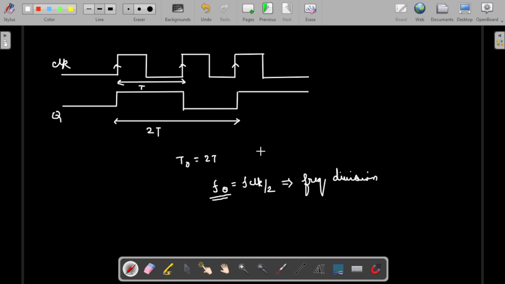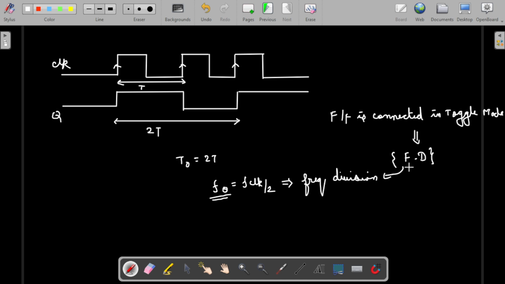So based on the number of bits toggling, we can state this. When a flip-flop is connected in toggle mode, it will act as a frequency divider. So when a flip-flop is connected in toggle mode, this is one important question, please make a note of it. When a flip-flop is connected in toggle mode, it will act as a frequency divisor. This is very important, guys, so please note it.